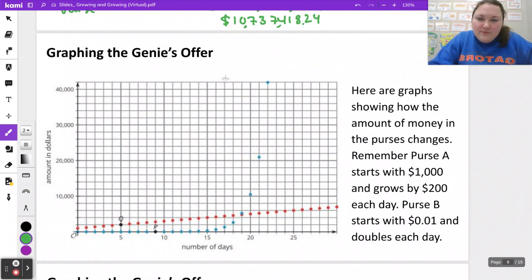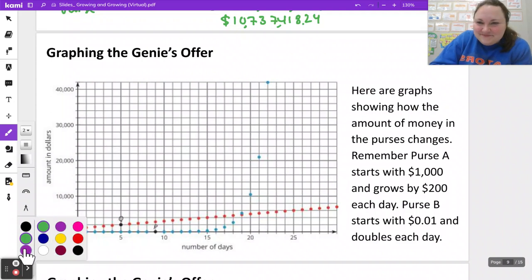So here we have 2 graphs. And it says, here are the graphs showing how the amount of money in the purse changes. Remember, purse A started with $1,000 and grows by $200 each day. Purse B starts with a penny and doubles each day. I'm going to have you go ahead and look at this graph for a moment. And my first question is, can you figure out which one is purse A and which one is purse B? Is it the blue line for A or the red line for A? Take a moment to think through that now.